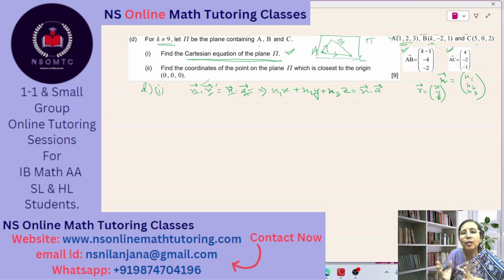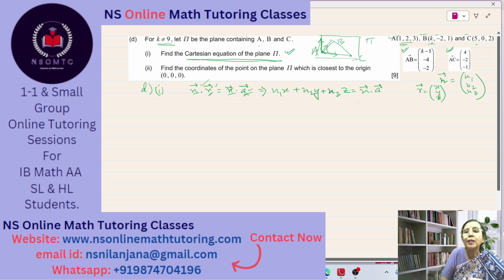So we can use the vector product or the cross product, and you know the cross product of two vectors is a vector which is perpendicular to both the vectors. So it will be a vector. Maybe this is the normal vector. It is a vector which is perpendicular to both AB and AC vectors. That means it is perpendicular to the plane pi. Okay. So we have to find the cross product of AB and AC vectors. Okay.